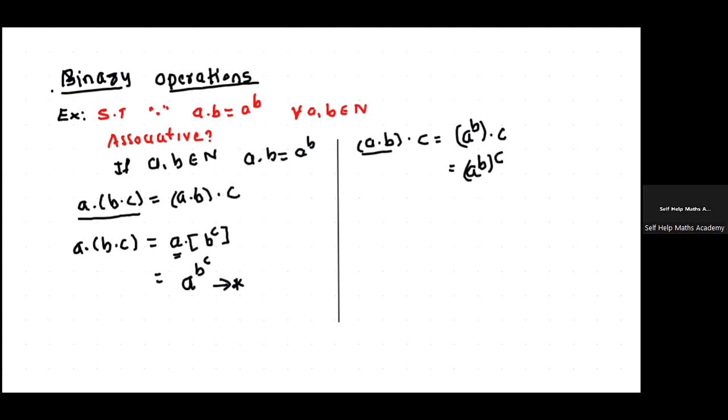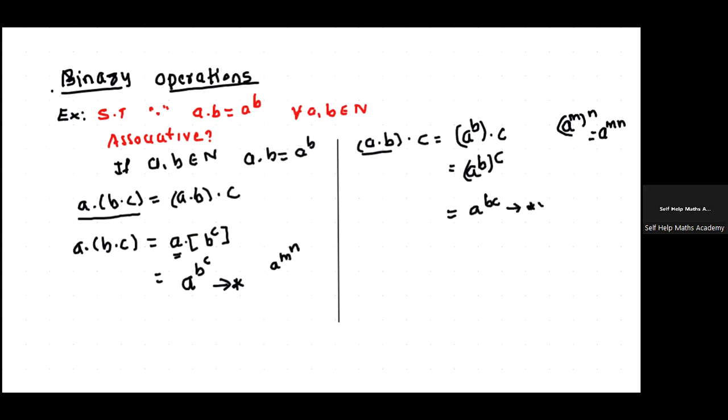We know by the indices rule that a to the power m, to the power n, is equal to a to the power m into n. Here, a to the power b to the power c is different from that. So if I write, this will be a to the power b into c. Let me take it as double star.